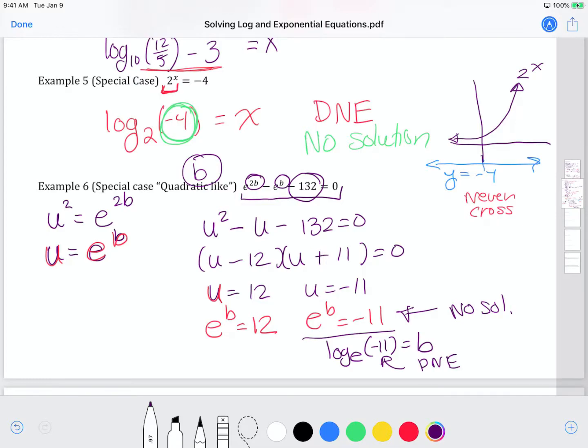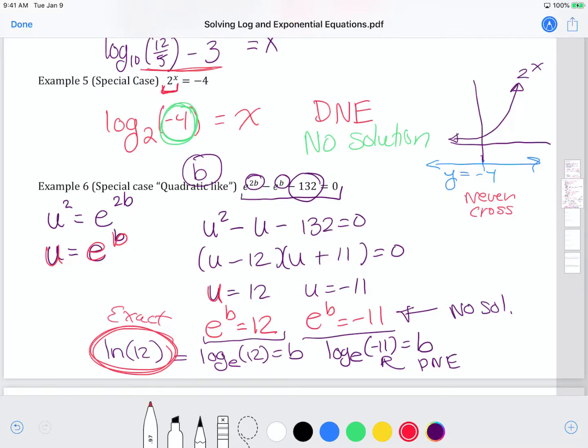However, when I solve this one and put it in log form, I would have log base e of 12 is equal to b. And I could also write that, because it's base e, as natural log of 12 is equal to b. So this is my only answer. And then, of course, if you want to plug it into your calculator and get a decimal approximation, you can do that so you can check your answer. But this is the exact answer. And then if you plug it in your calculator, you can get the approximate decimal value as well.